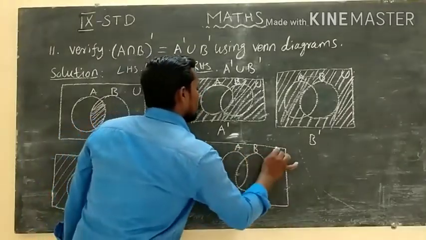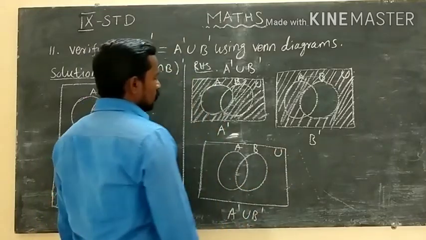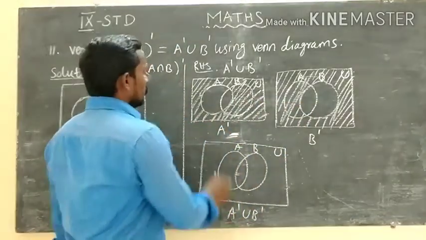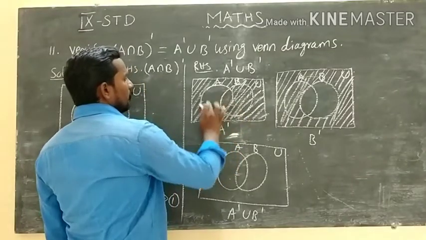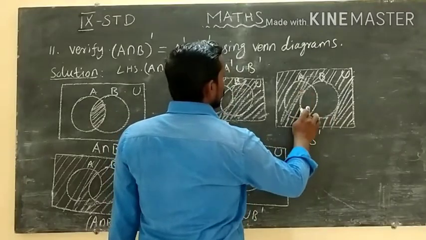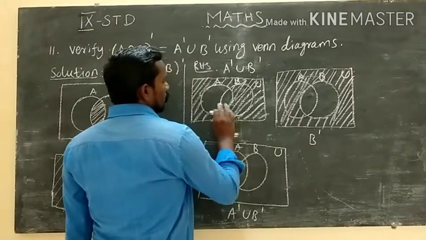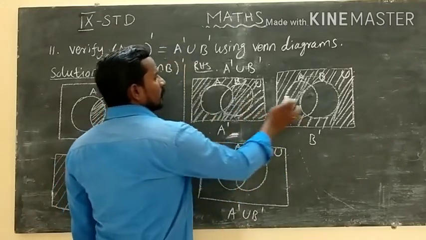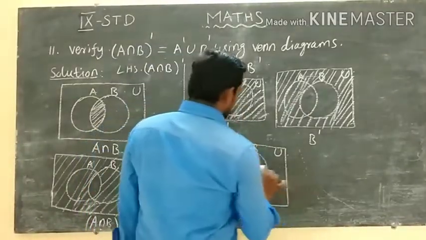A, B, universal set, A complement union B complement. So I want to draw the two pictures in a single picture. Here B is fully shaded, and here only the empty portion. Then consider the B complement. Here A is fully shaded, and here only the region is not shaded. Okay. So compare both figures. Only the A intersection B part is not shaded. So all the remaining regions are shaded.